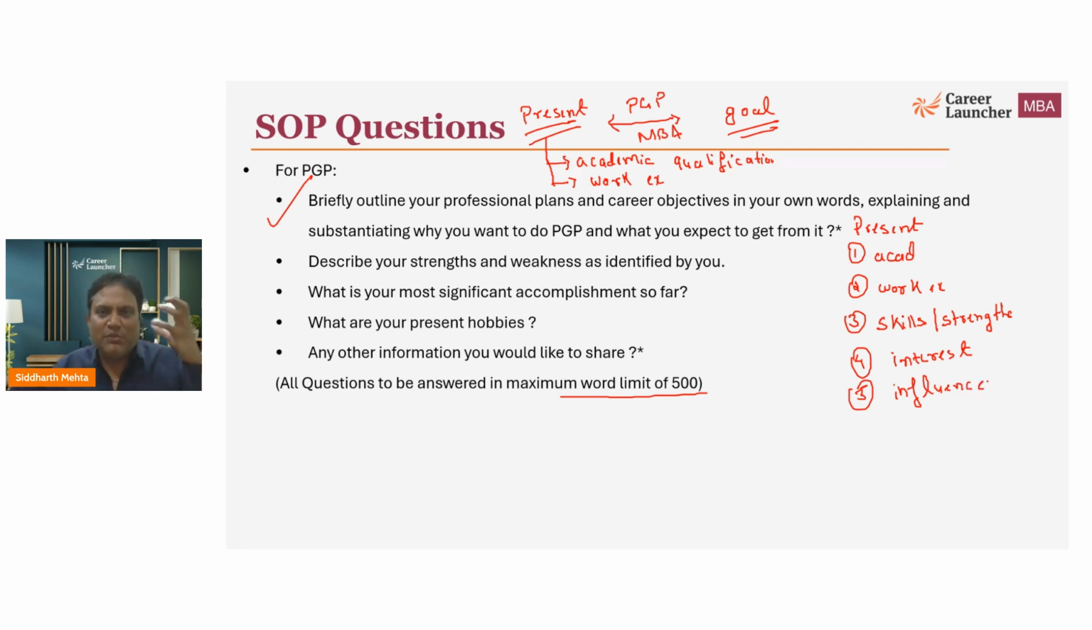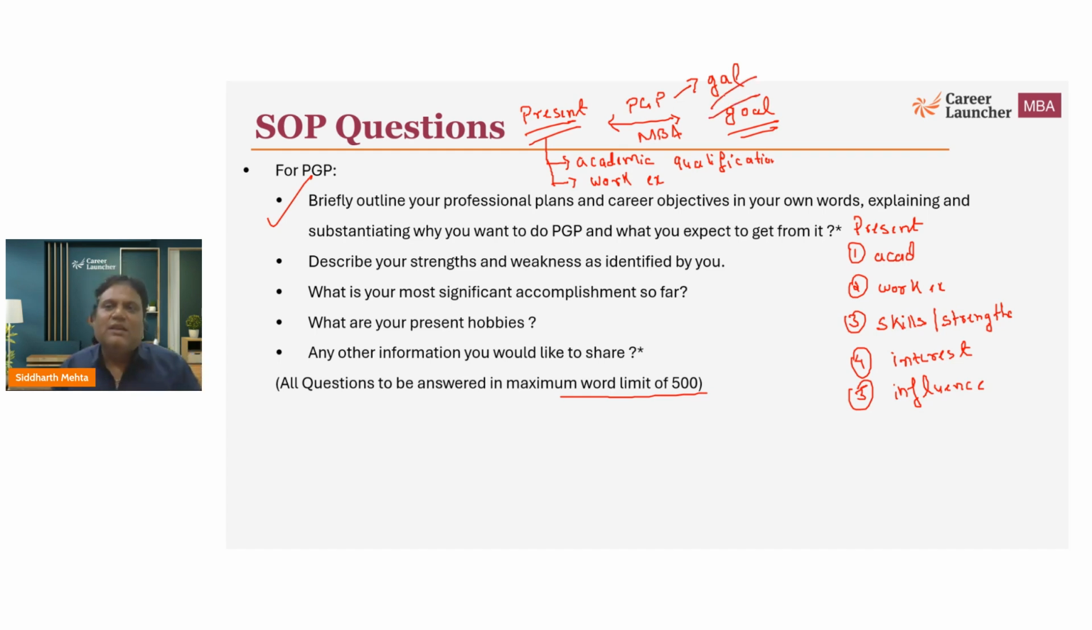So you say that I'm a finance guy working in a bank as a researcher. Talk about your work a little bit. Then you talk about that in the long term, your goal is to become an investment banker, or you see yourself managing funds, something of that sort. Then you talk about how, with your present skill set and present standing, you feel that there is a gap. So there is a gap, and who is going to fill this gap? This PGP or MBA is going to fill that gap.